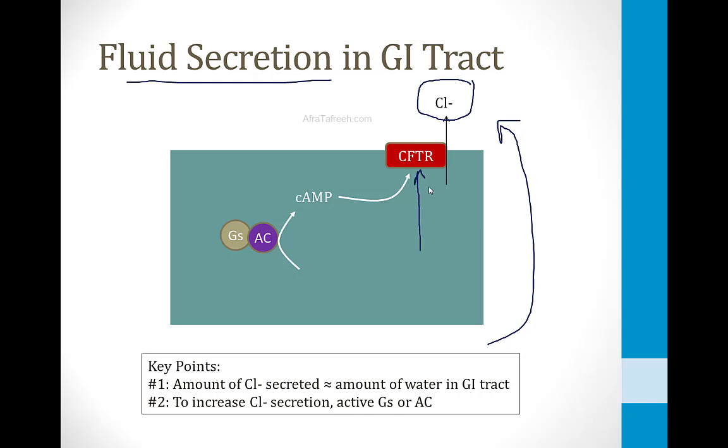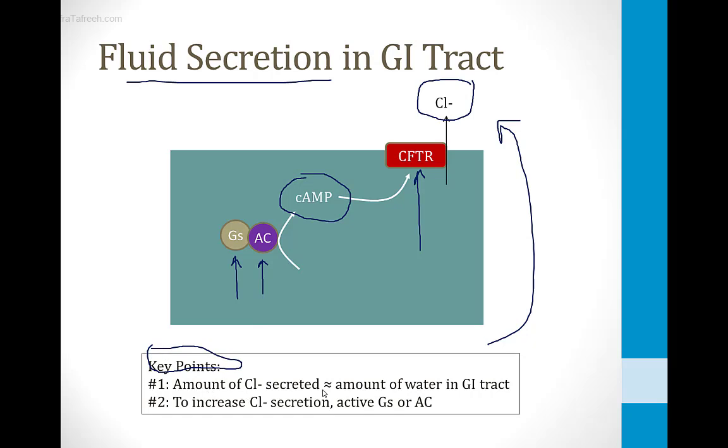This is the cystic fibrosis regulator protein. It's the same protein that is defective in children who have cystic fibrosis lung disease. And the way the CFTR is regulated is through a G protein. So there's a G stimulatory protein found in cells in the GI tract, and when activated, it stimulates adenylate cyclase, and then adenylate cyclase increases the amount of cyclic AMP inside the cell, and that in turn activates the CFTR to secrete more chloride. So key points about this process I've summarized down here at the bottom.